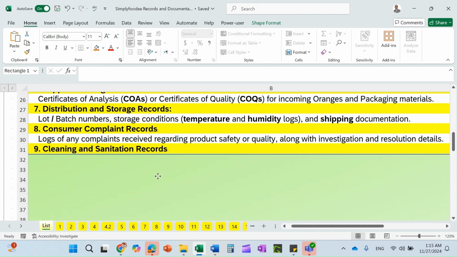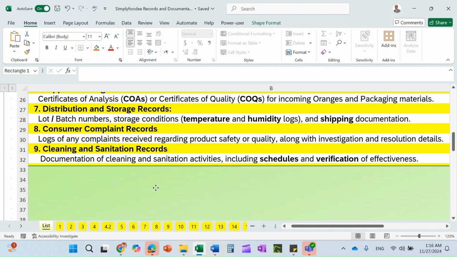Okay. Number 9 is the cleaning and sanitation records. This part is very important, because we are talking about the activities including the schedule of the cleaning and sanitation and the verification of its effectiveness. It will be a very important table to know, because you will design your own cleaning and sanitation program and schedule according to these criteria.